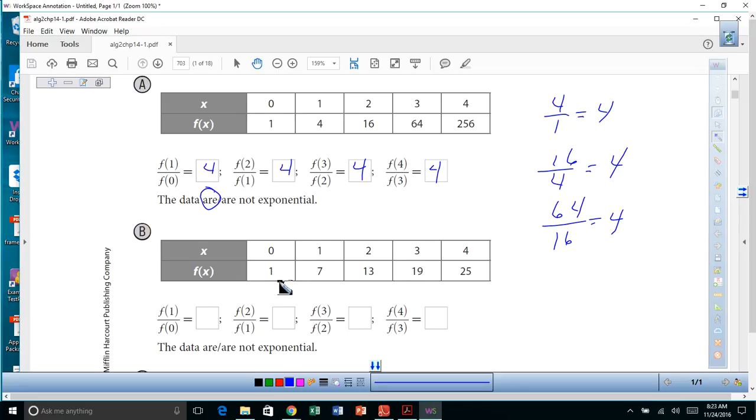Let's see here. 7 divided by 1 is 7. And then 13 divided by 7, that's just 13 over 7. And then 19 over 13, that's just going to be 19 over 13. And 25 over 19 is just 25 over 19. That's not exponential.